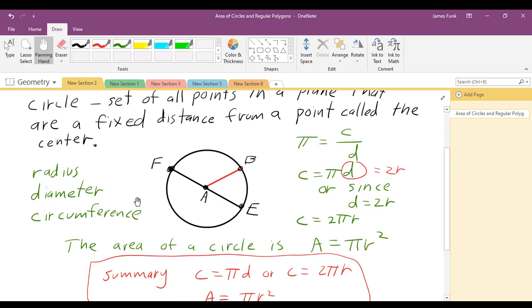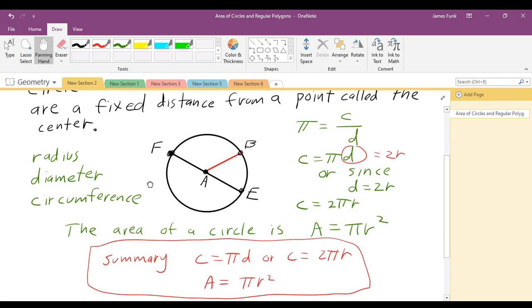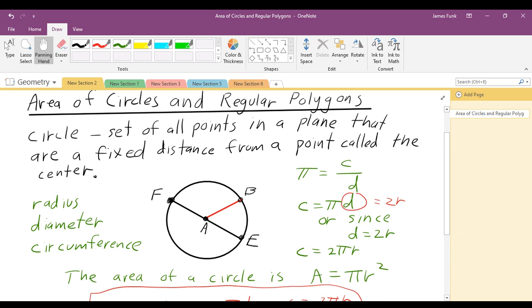We also need the circumference of a circle, which is like the perimeter. It's the distance around the circle. Okay, so that's the circumference. So we're going to have two formulas which relate to a circle. The first one is the circumference.